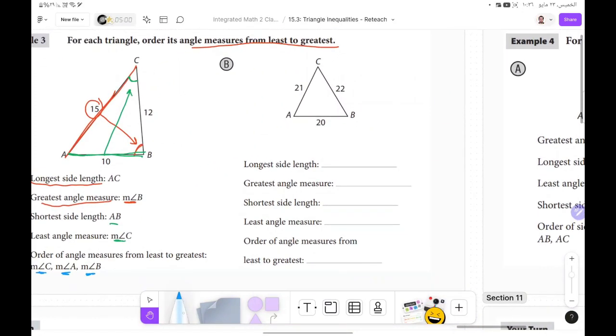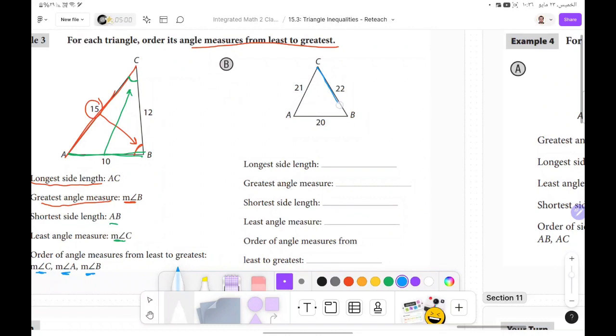Now let's do this question together. What is the longest side length? The longest side is BC because it's 22. You can say BC or CB, same thing. Now, what is the greatest angle measure? The angle opposite the greatest side is angle A, so the measurement of angle A is the greatest. Then, the shortest side length is 20, so AB is the shortest, or you can say BA, same thing.